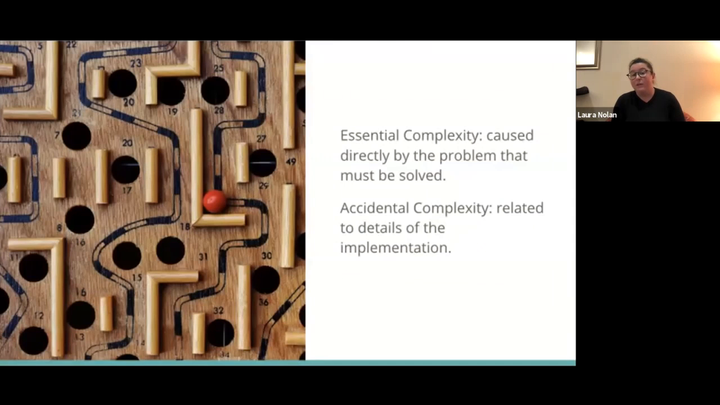So if you're building a web application, the actual features and problems that you're trying to solve, the business logic, that's your essential complexity. Your accidental complexity is anything related to details. So anything related to your database or to your programming languages or to your frameworks or to HTTP itself or to certificates, all this kind of stuff, accidental complexity.